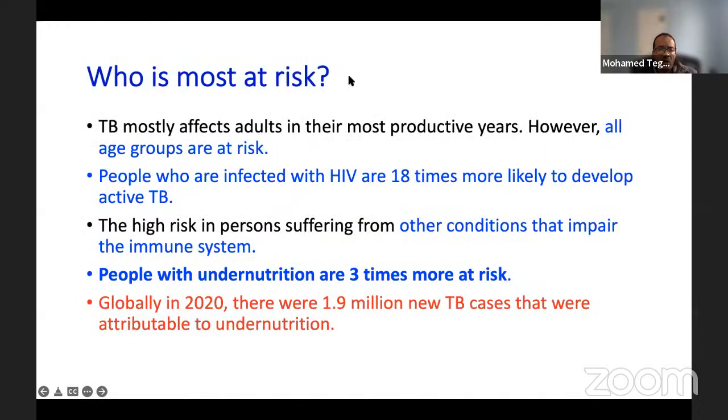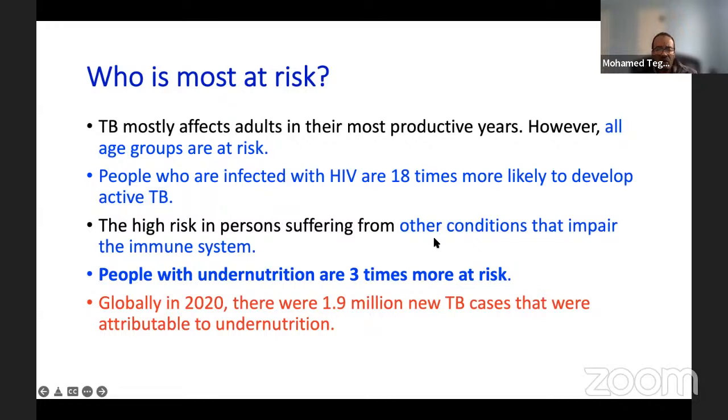So who's most at risk? I think it's an important question, since we just mentioned TB is everywhere. It can be in all 5 continents. Mainly it affects adults in their most productive years, but definitely all age groups are at risk for TB. People who are infected with HIV are 18 times more likely to develop active TB.